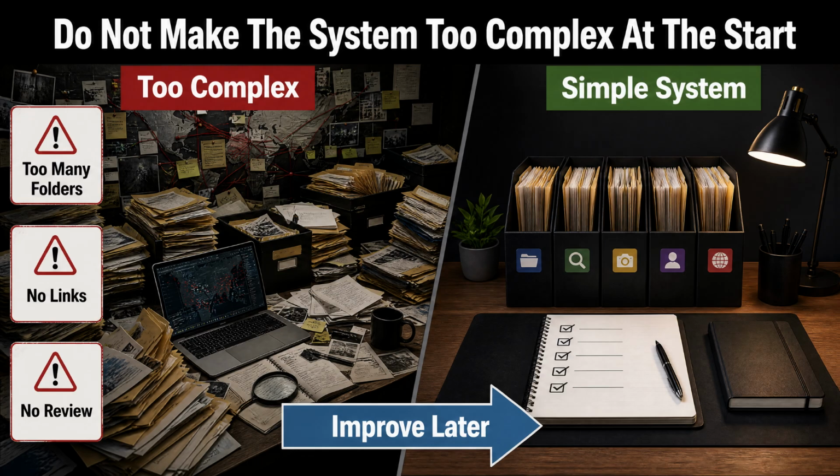Start with a system you can keep using for 2 weeks. 1 folder structure. 1 source table. 1 evidence card template. 1 review note. That is enough. After you feel friction, improve it. Do not design for imaginary complexity before you have real material. Simple and stable beats perfect and abandoned.